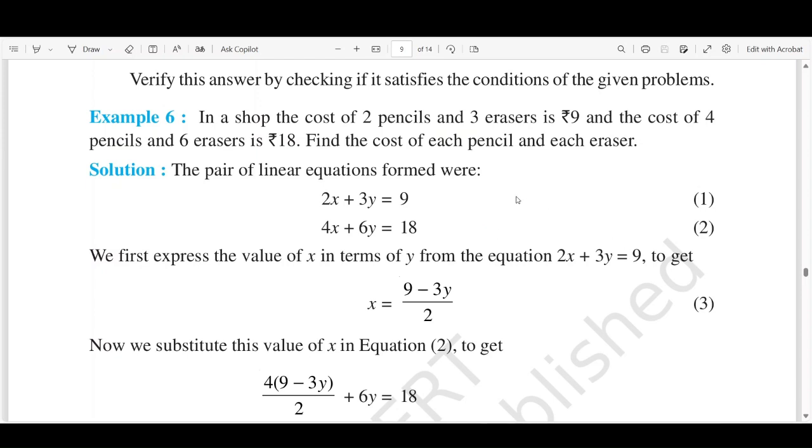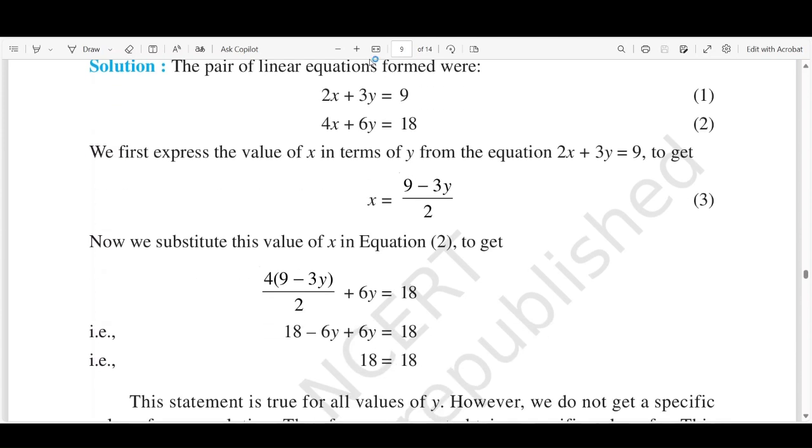Fine. Now let us take the cost of each pencil to be x and the cost of each eraser to be y. From the above given conditions, the cost of 2 pencils and 3 erasers is 9. So 2x plus 3y equals 9 and 4x plus 6y equals 18. Now we have 2 equations. Let us take the simplest one and rearrange it. Here they have taken 2x plus 3y equal to 9 and rewritten it as x equals 9 minus 3y by 2.